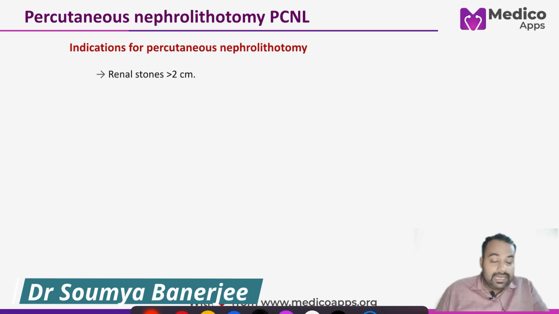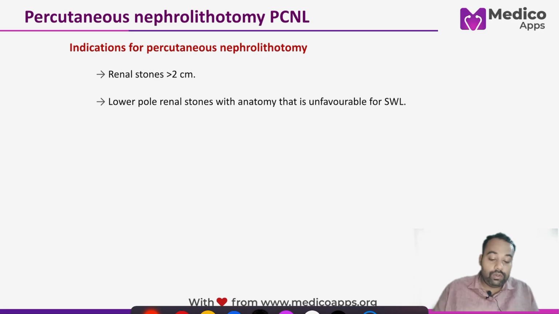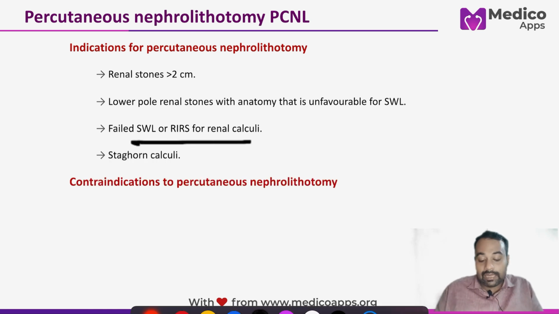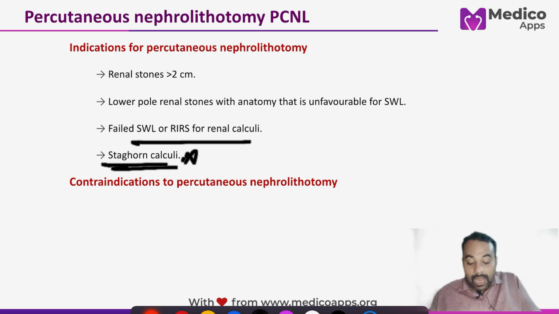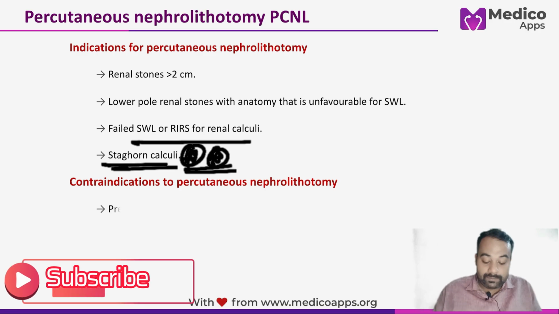Now, the indications are obviously stones more than 2 centimeters. Lower pole renal stones with anatomy that is not that favorable for other procedures. Your failed ESWL or RIRS for renal calculi is also another important indication. And last but not the least, your staghorn calculi. The only treatment for staghorn calculi you can offer is PCNL.